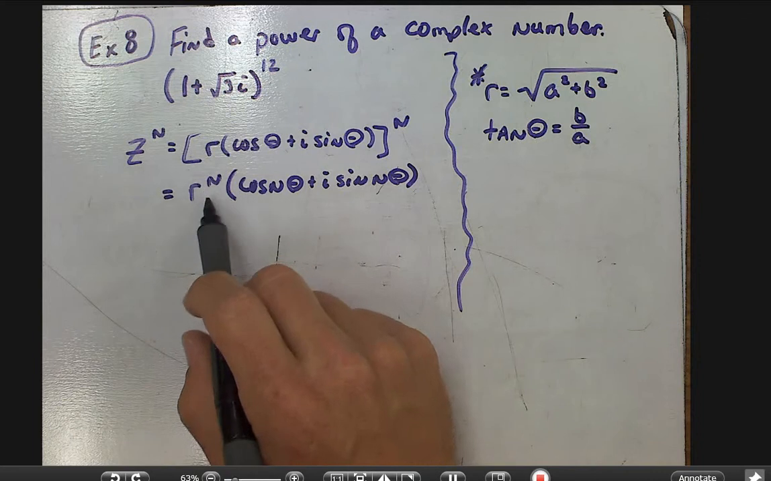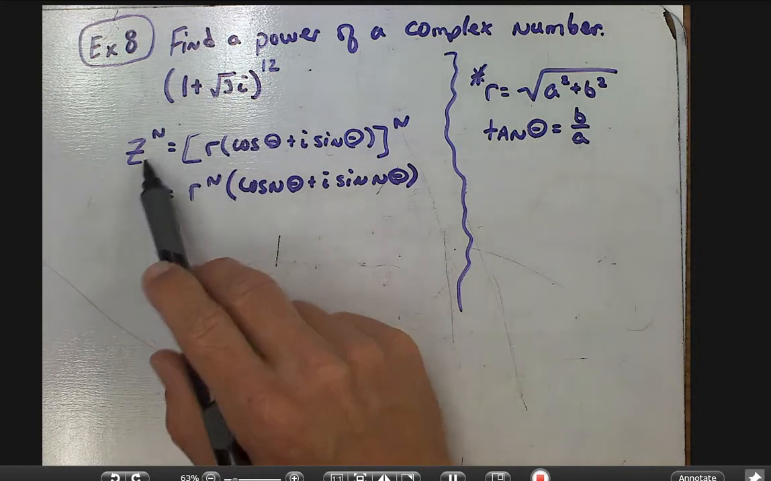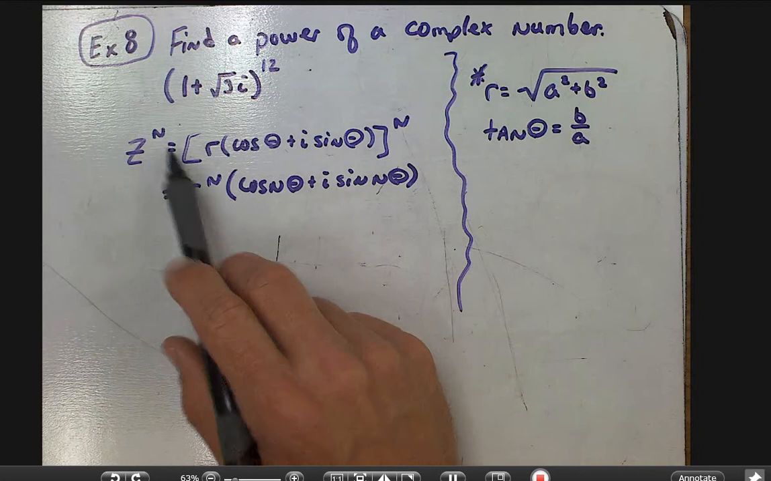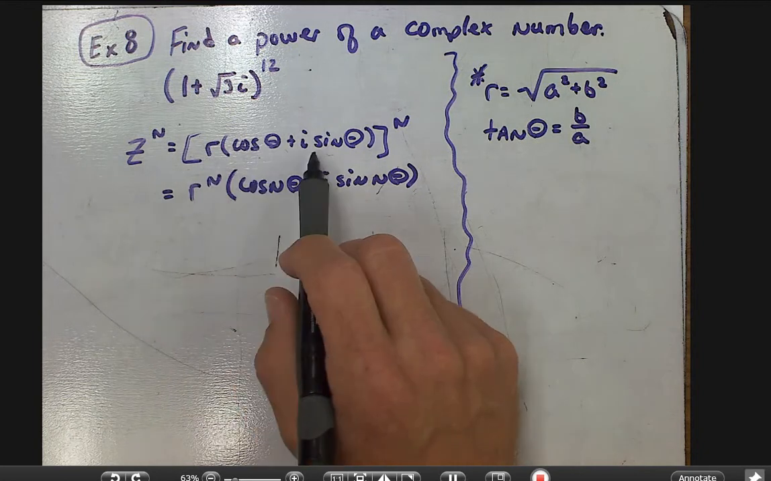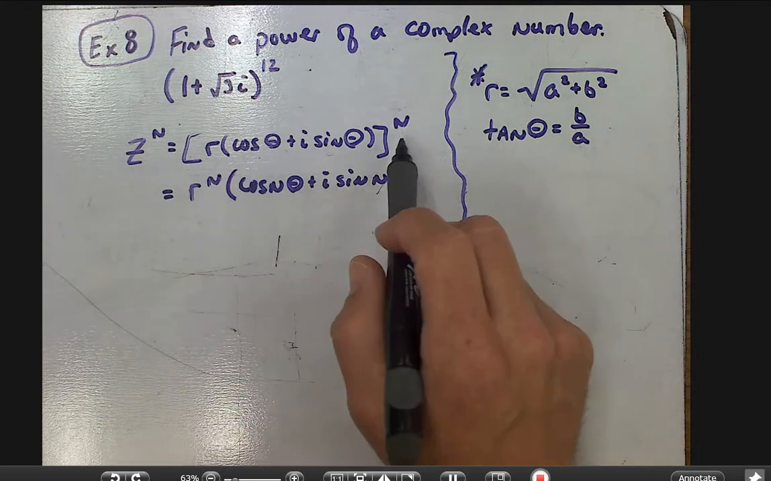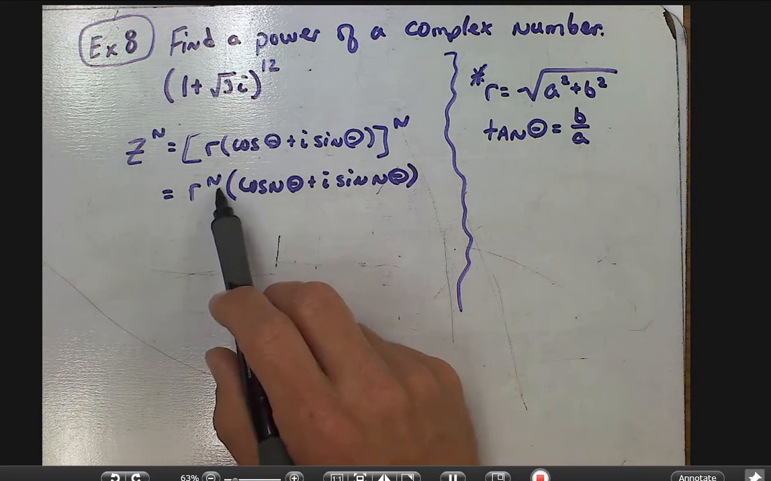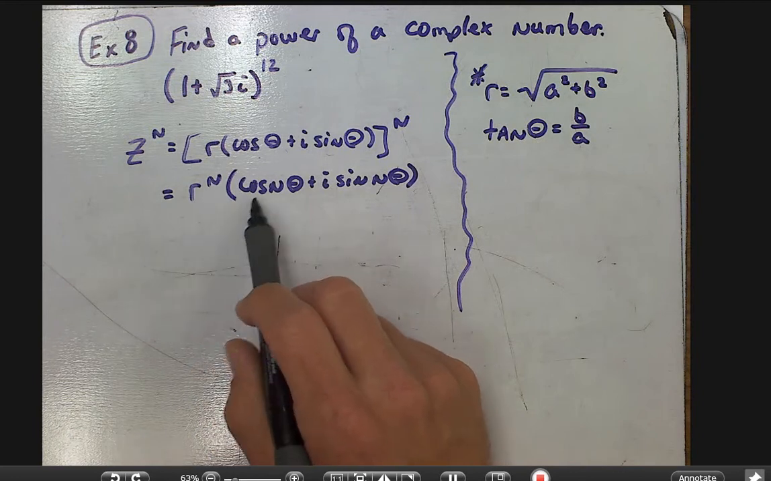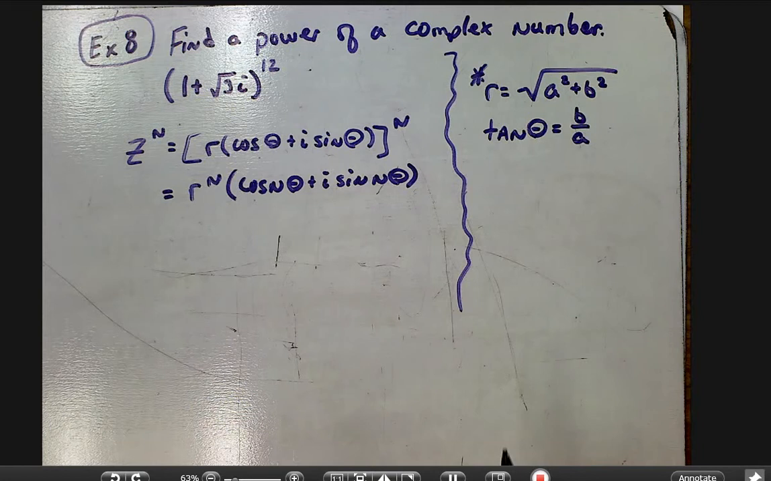The first is z to the n, which means the complex number to the n power is r times (cosine theta plus i sine theta) to the nth power, or r to the n times (cosine n theta plus i sine n theta). There's another way to look at it, and we're going to address it in this form right here.